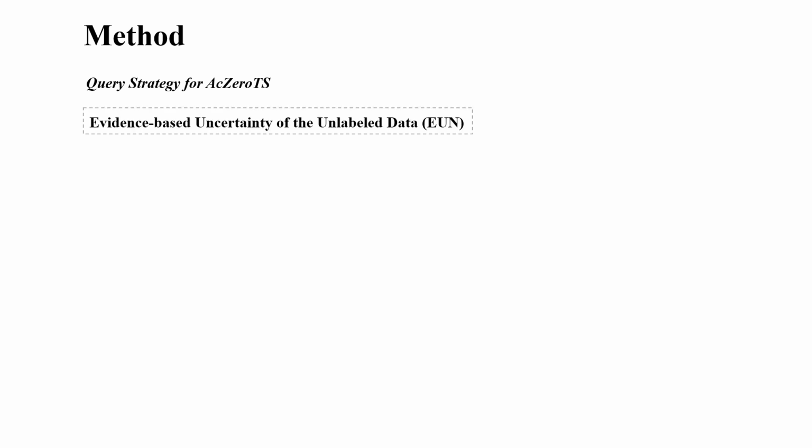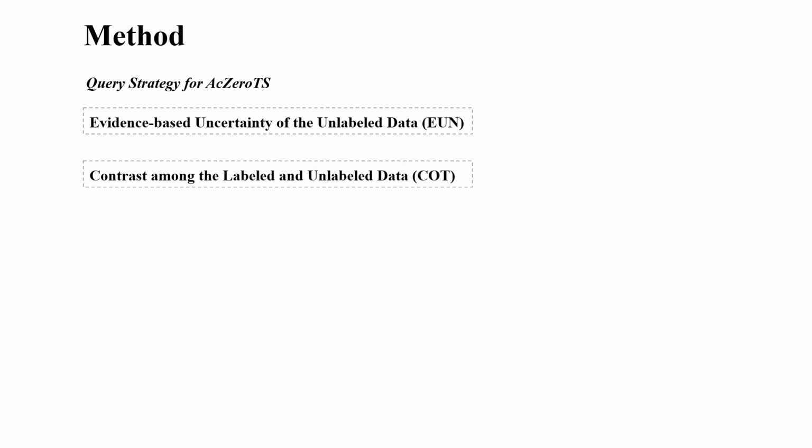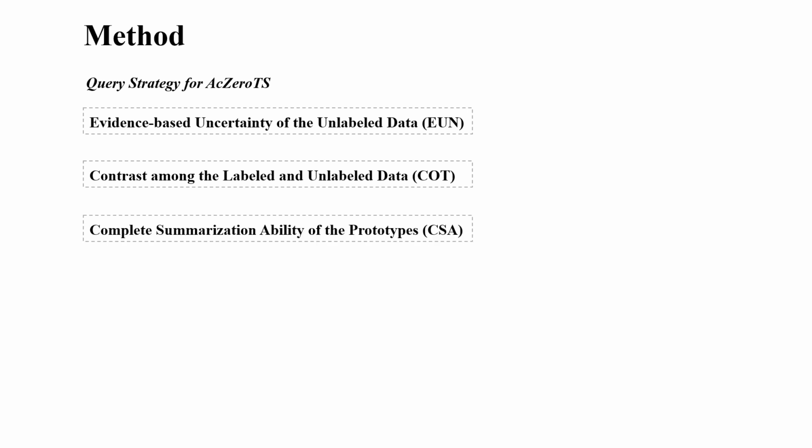It consists of three key criteria: 1. Evidence-based uncertainty of unlabeled data, EUN; 2. Contrast among the labeled and unlabeled data, COT; and 3. Complete summarization ability of the prototypes, CSA. EUN and COT focus on selecting diverse and uncertain samples, while CSA ensures that the generated prototypes in ProZS effectively summarize both seen and unseen categories during inference.